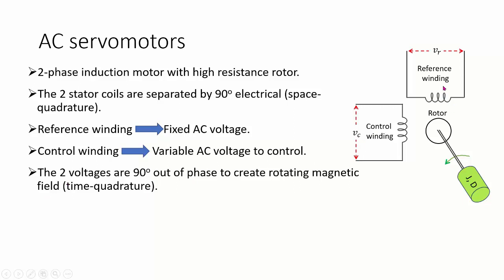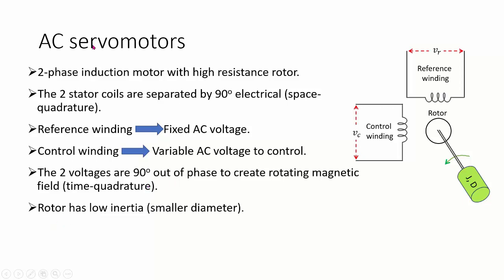The fluxes because of the reference winding and the control winding will be 90 degrees out of phase only when you keep the reference winding voltage and control winding voltage 90 degrees out of phase. This is why we keep the two voltages 90 degrees out of phase to create a rotating magnetic field, and this is called time quadrature. So this is different from space quadrature. One requirement in case of an induction motor is that you should have both the windings 90 degrees electrical out of phase, so they should be situated 90 degrees electrical apart. And the second is that the voltages being supplied to both the windings should be 90 degrees out of phase.